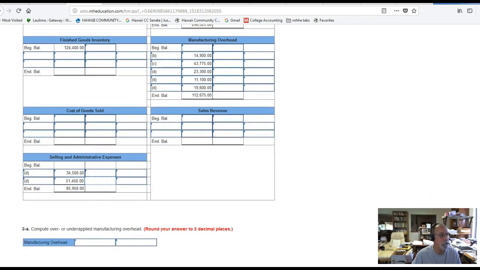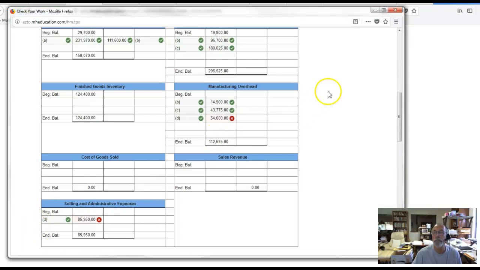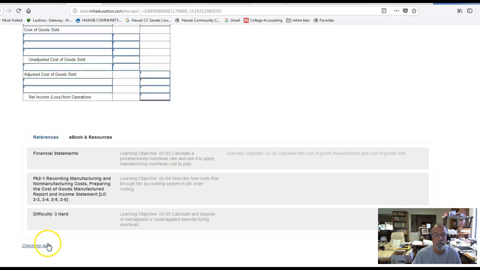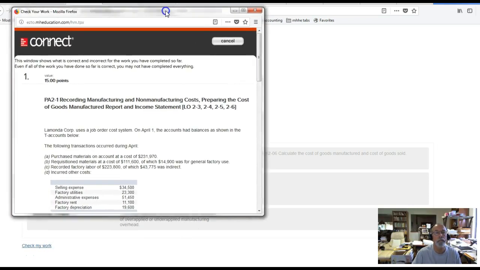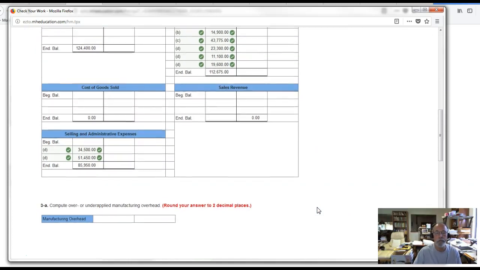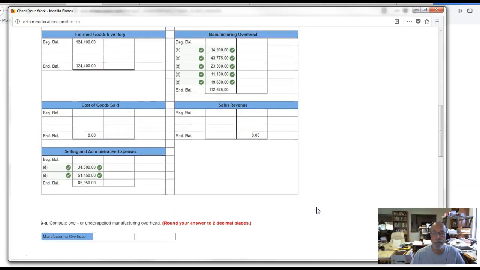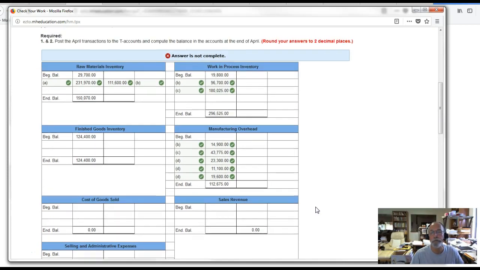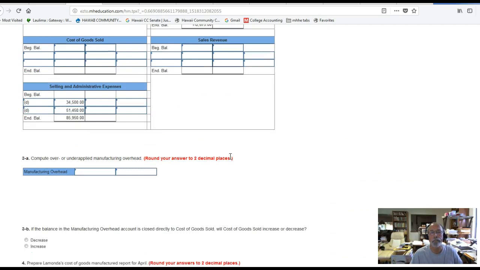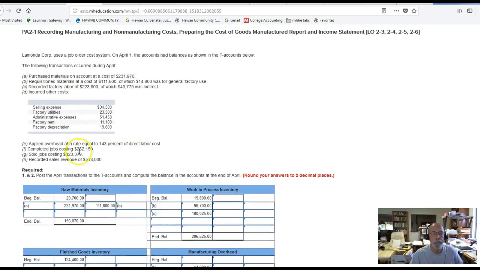And let's do a quick check of my work and see if, let's see, we need to do that one more time. Yep. So they wanted each of those 5 amounts recorded individually in the T accounts. So we're okay. Okay. Let's see. So we're on transaction E. Applied overhead at a rate equal to 143% of direct labor.